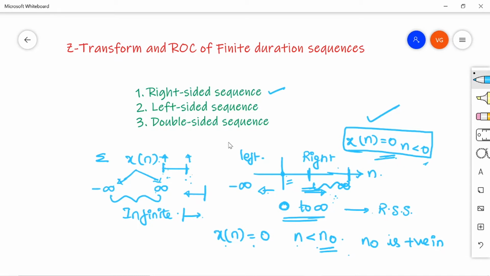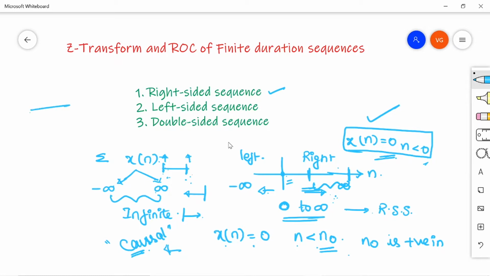If you remember, this is called the causal signal, right? I have discussed in my previous videos also, if the signal exists only on the right-hand side, then we call it a causal sequence or a positive time sequence. Now, what will be the region of convergence for this right-sided sequence?